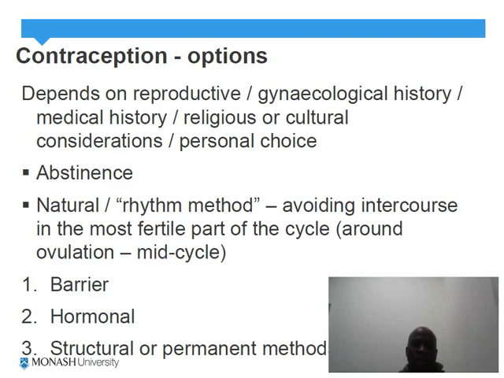Okay, then having said that, let's look at contraception. What are the contraception options? In case the woman does not require pregnancy, does not want to conceive, and wants to prevent conception, we have contraception options. And these options basically depend on the reproductive system, how she experiences it, and her gynecological history in terms of periods, etc.